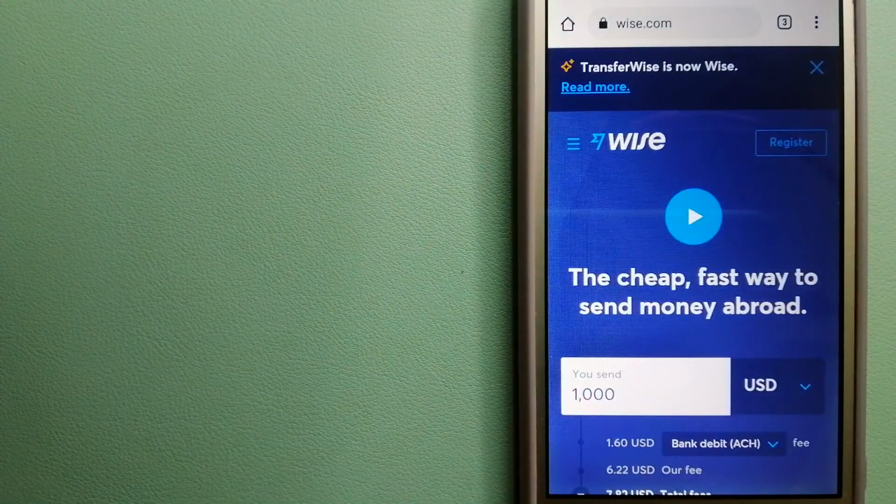The third option is Wise, formerly TransferWise. People on every continent around the world are choosing Wise to help them live, travel, and work internationally. They have the fairest and the easiest way to send money overseas.